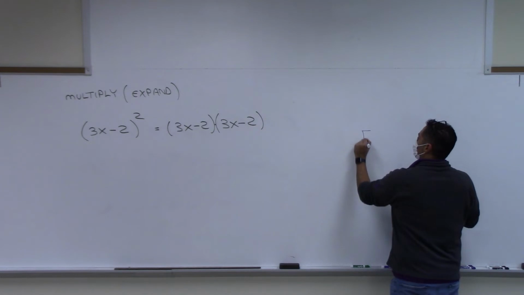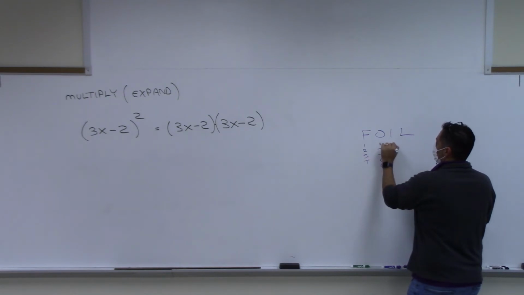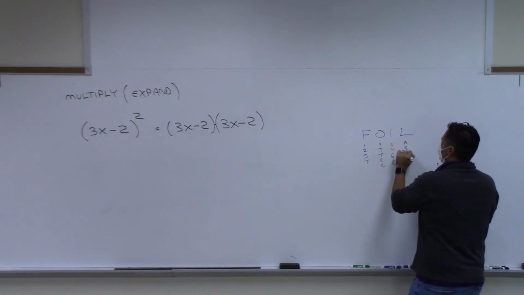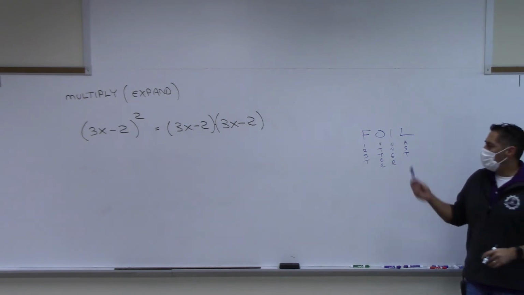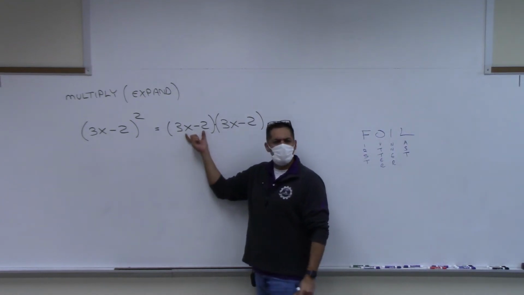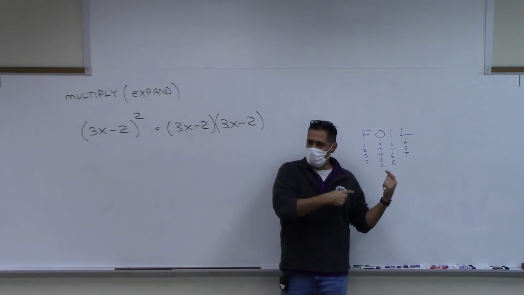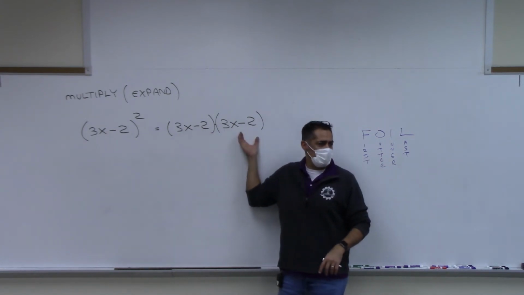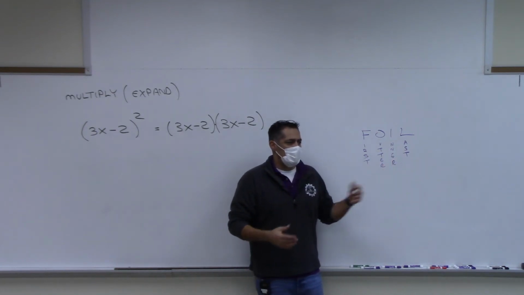FOIL is a way to remember how to do this, and it stands for first, outer, inner, last. I'm not a fan of this. You can use it if you want, if you're happy with it, be happy with it, okay? I'm not a fan of this because it only works if you have what's called a binomial. What is a binomial? 2 terms. Bi meaning 2. 2 terms, binomial. 2 terms times 2 terms, you can use FOIL. But if you have 3 terms times 2 terms, or 3 terms times 3 terms, you can no longer use FOIL. So as great as it is, it's limited.